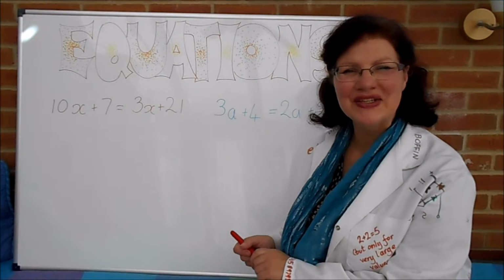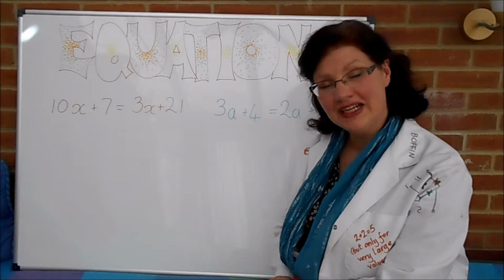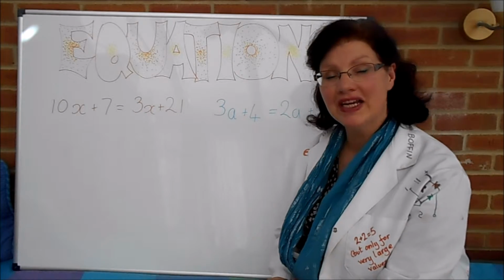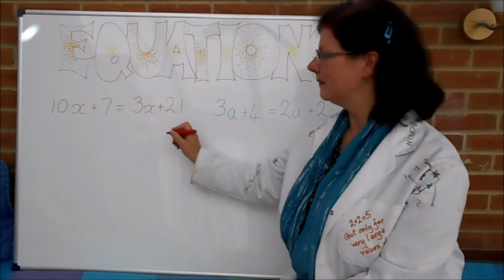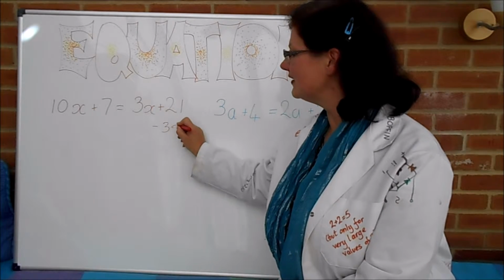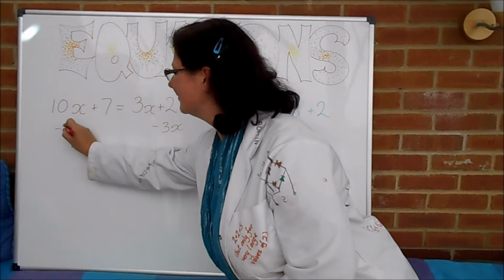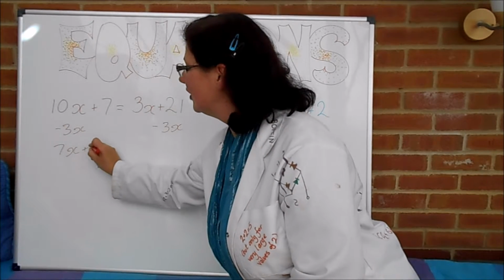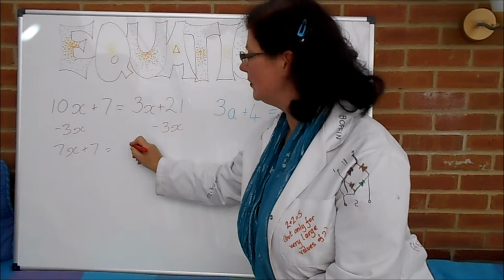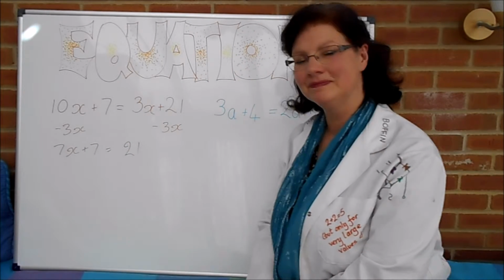Right, how did you get on with that? We've got 10 X's over on the left hand side and only 3 X's on the right, so we'll gather most of the X's over on that left hand side. Take away a 3X from both sides and we get a 7X plus 7 is equal to 21.